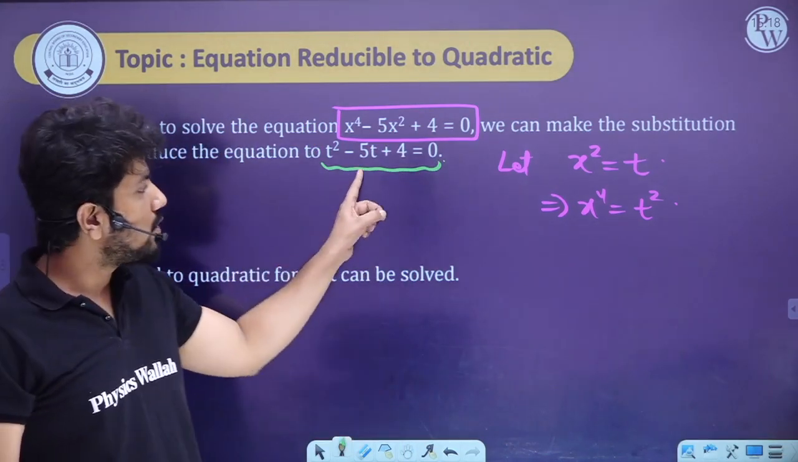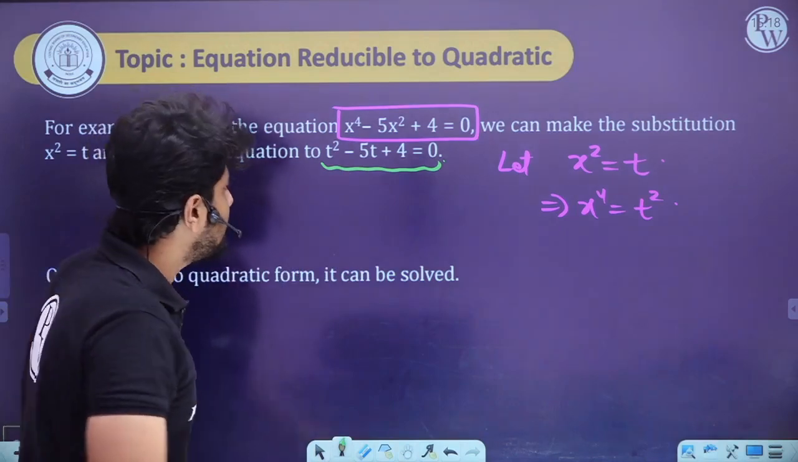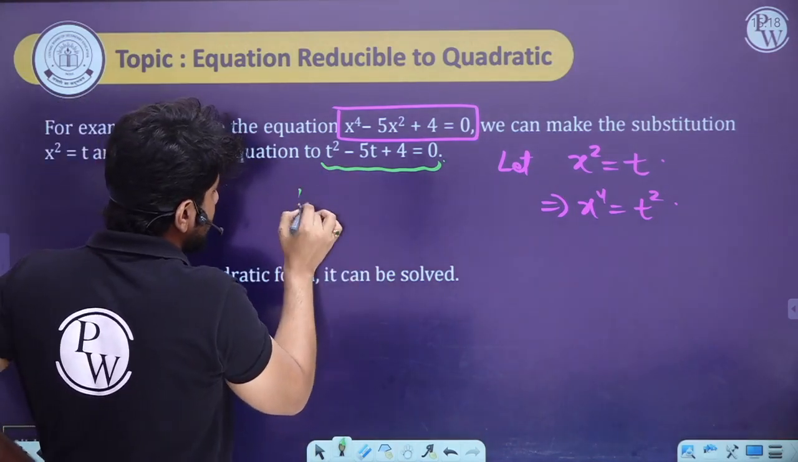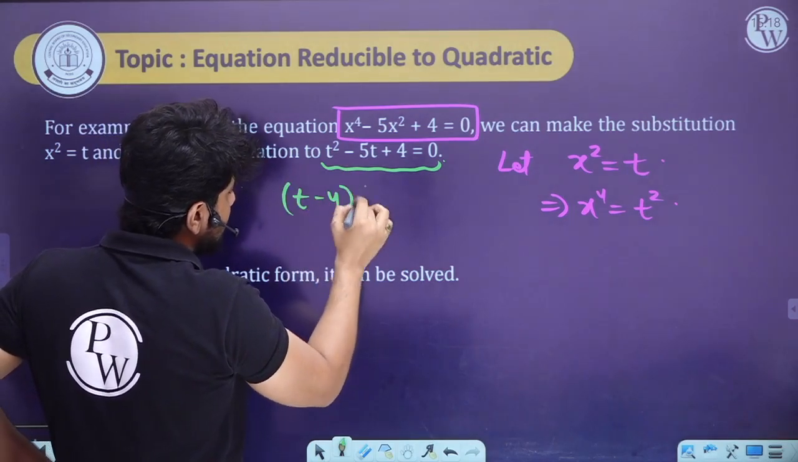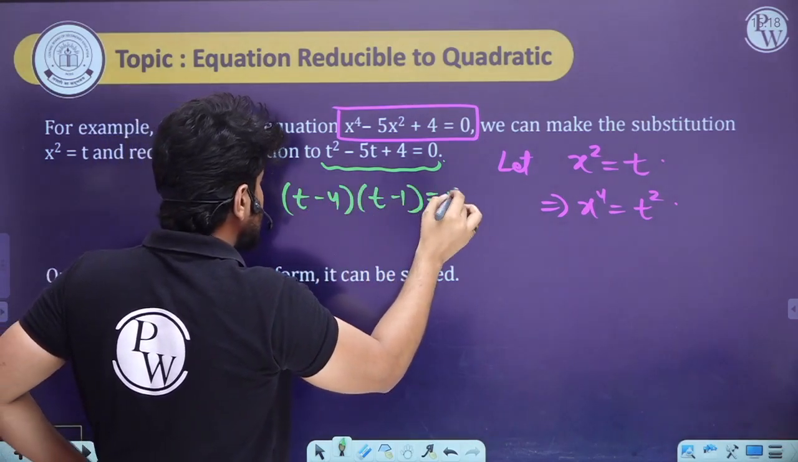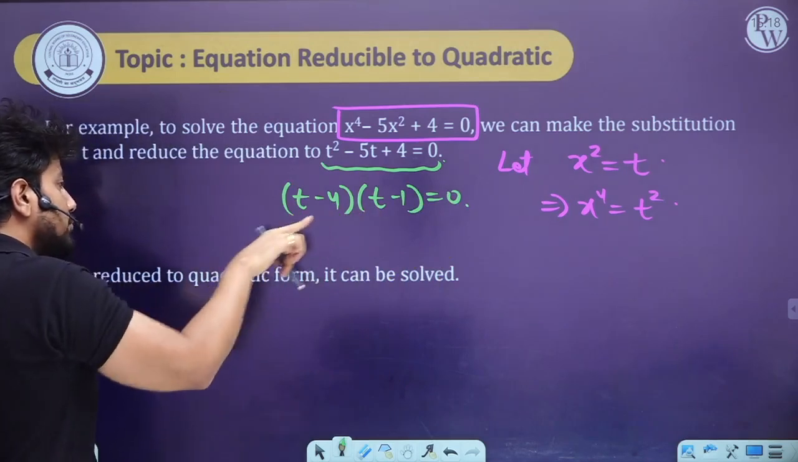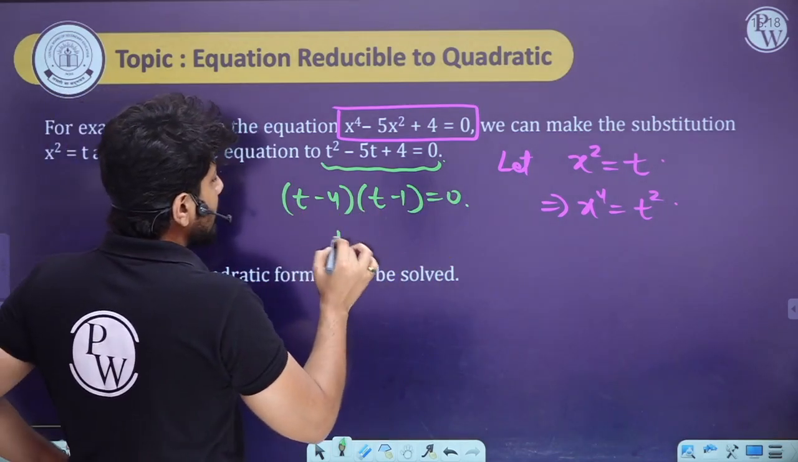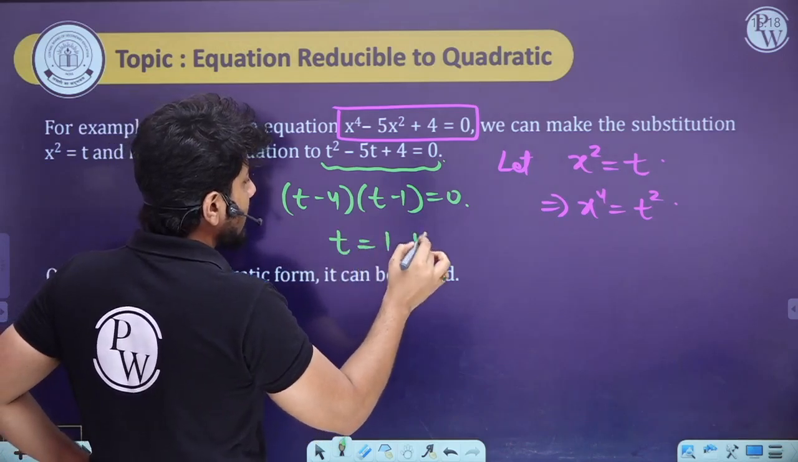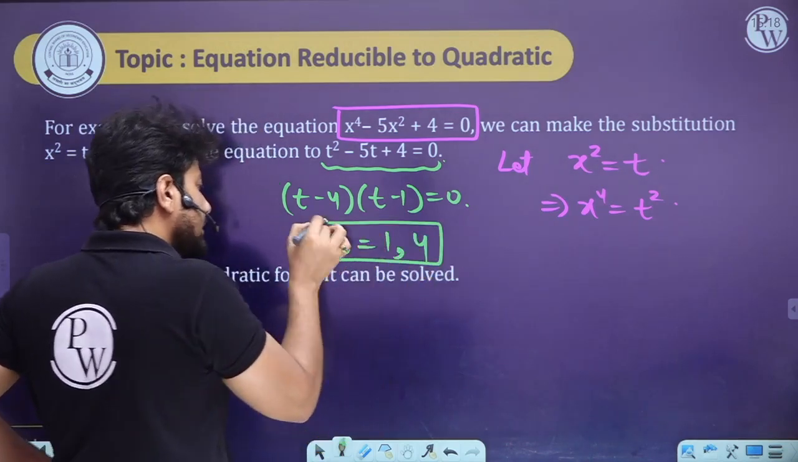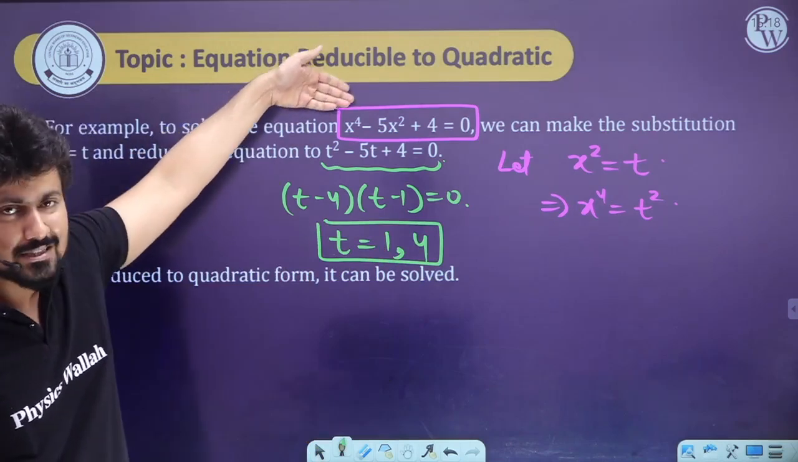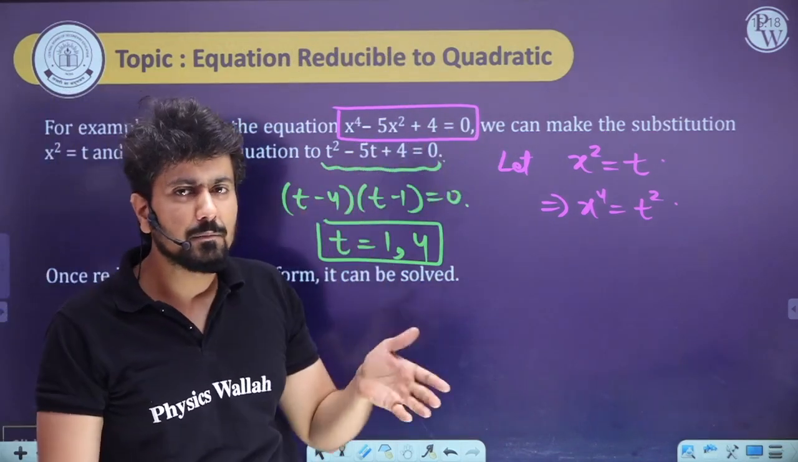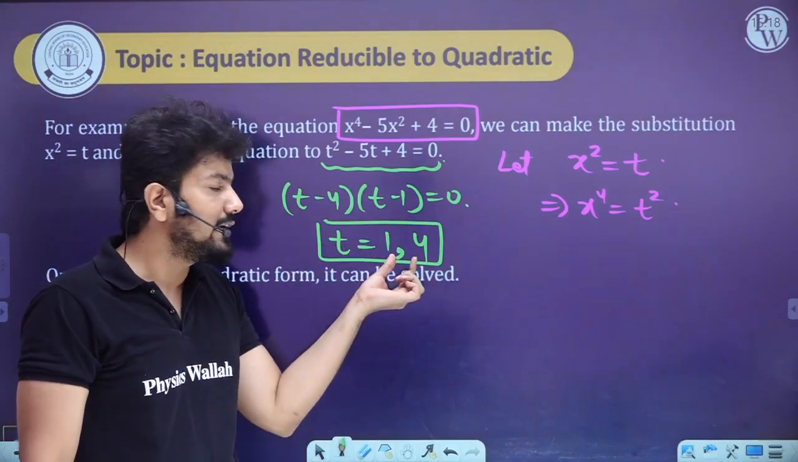We can easily solve this quadratic equation in terms of t by the middle term splitting method. We are going to get two factors from it: t minus 4 multiplied by t minus 1 is equal to 0. If you factorize this, we get these two factors, right? So what are the values of t? We are getting the values of t as 1 and 4. But this is not the answer. This is not the solution of the given equation, x raised to the power 4 minus 5x square plus 4, because this is the value for t.